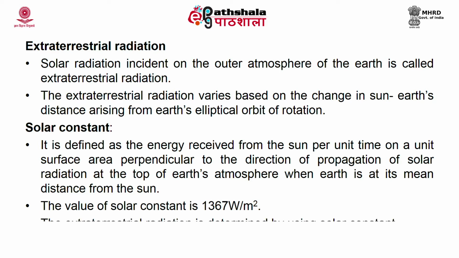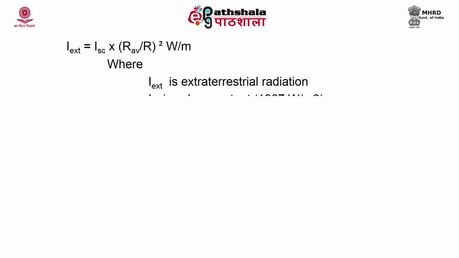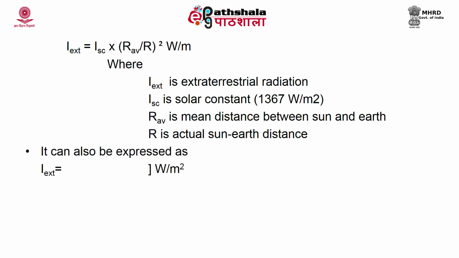Now, the extraterrestrial radiation can be determined by using this solar constant. I_ex is equal to I_SC multiplied by (R average by R) all square, where I_ex is the extraterrestrial radiation, I_SC is the solar constant, R average is the mean distance between the sun and the earth, and R is the actual sun-earth distance. So, we can give this equation as extraterrestrial radiation is equal to I_SC times (1 plus 0.033 cos(360 n by 365)), where n is the number of days, counted from 1st January, and it is expressed in watt per meter square. If you know the actual sun-earth distance, you can calculate extraterrestrial radiation.